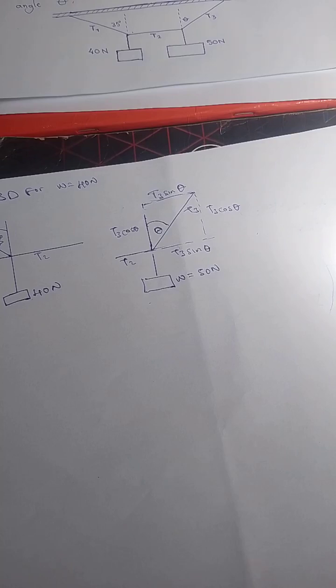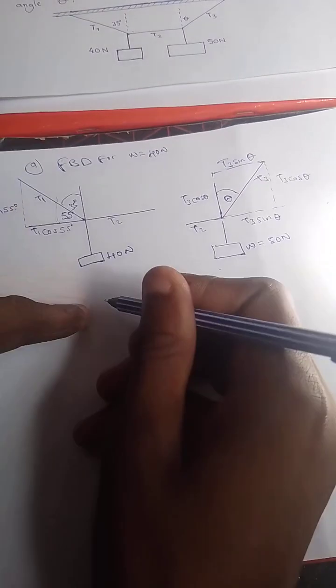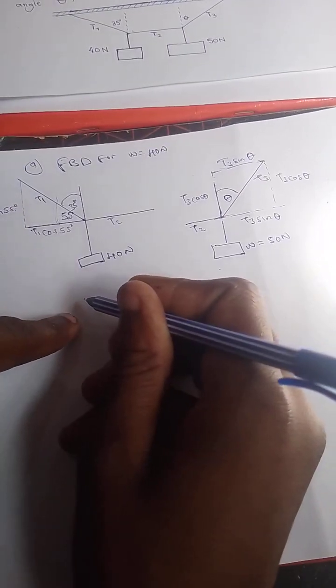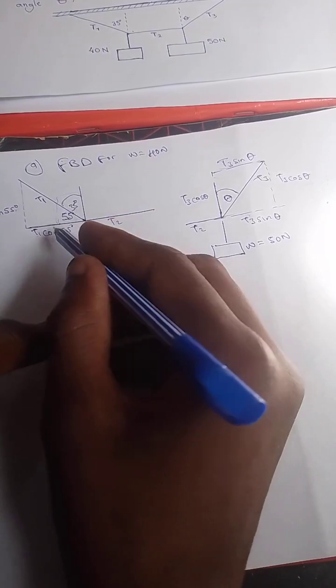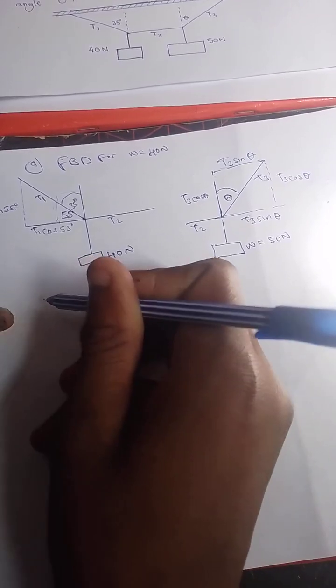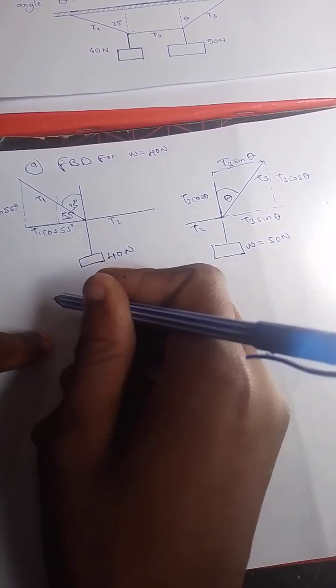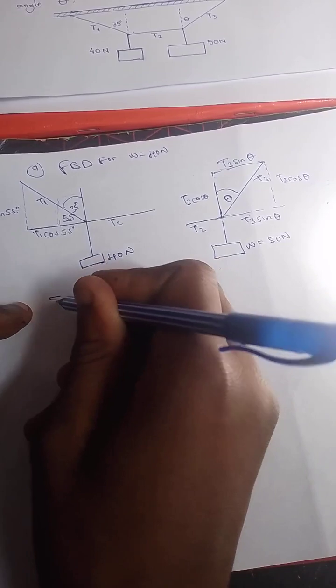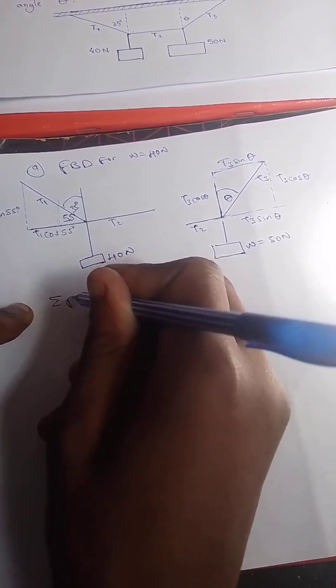So now, having drawn our free body diagram, we are going to be able to find tension 1, tension 2, and tension 3. So my tension number one. We know from our previous question that if it is in equilibrium, the sum of the forces in the y should be equal to 0.